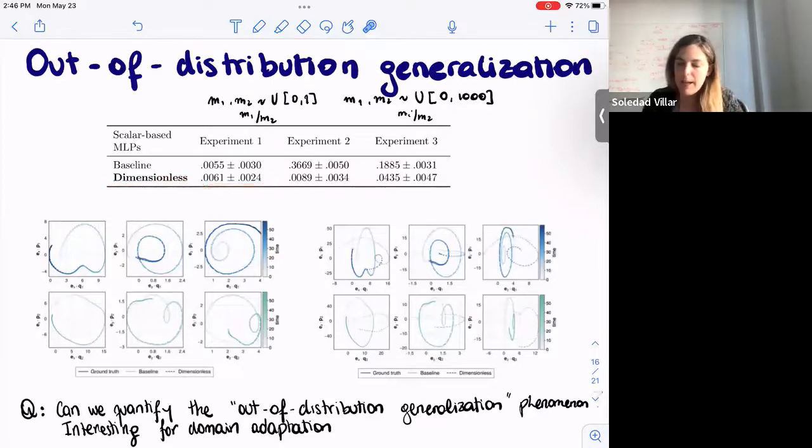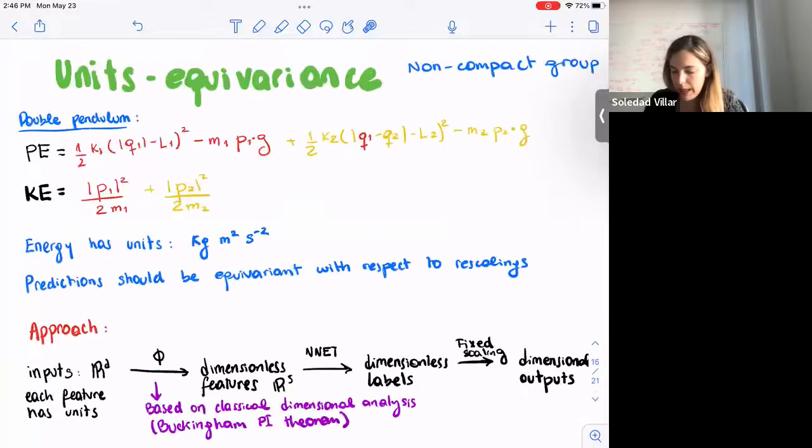baseline. The reason why it didn't work as well, in my interpretation, is because when you do this transformation from the features to the dimensionless features, you need to divide by masses or by some things that have different units. And this transformation may be numerically unstable if you're dividing by something that is close to 0. So you have to do it with care.